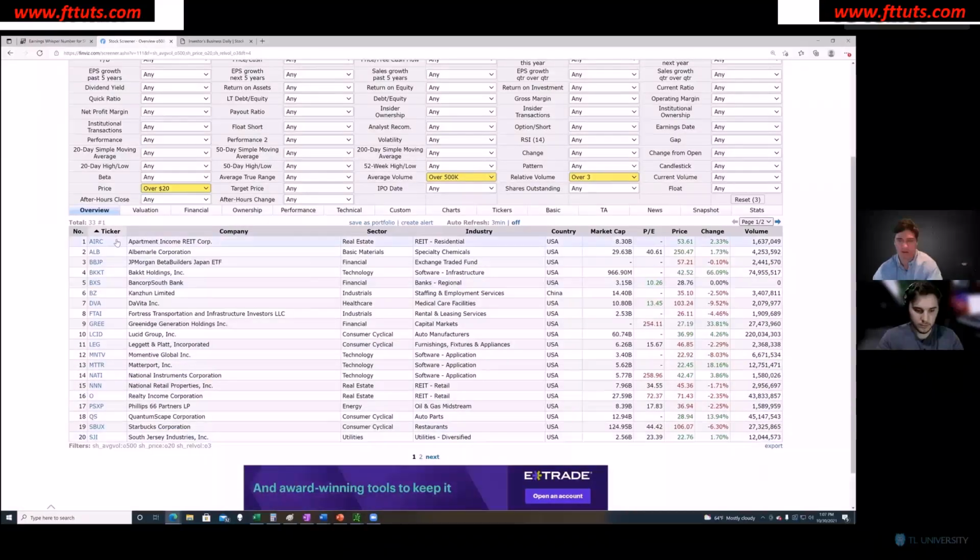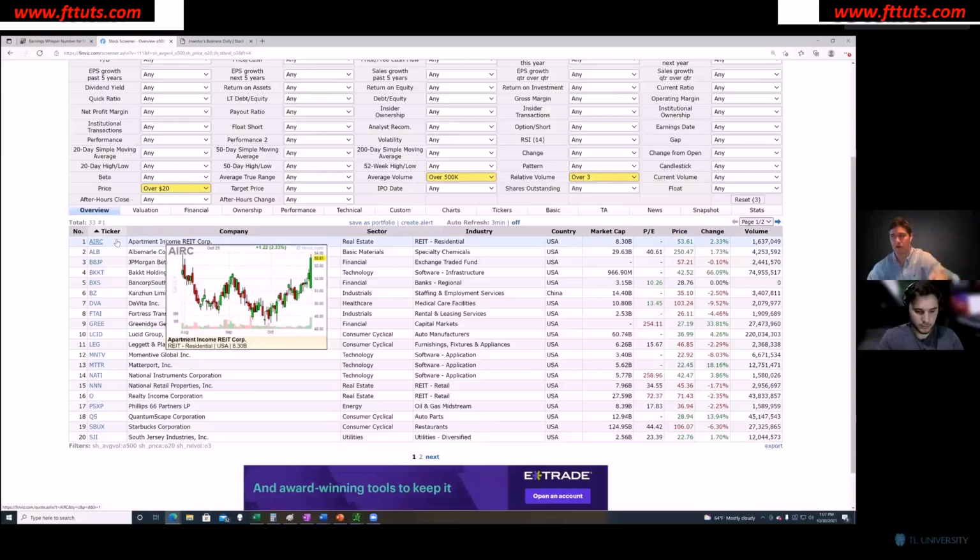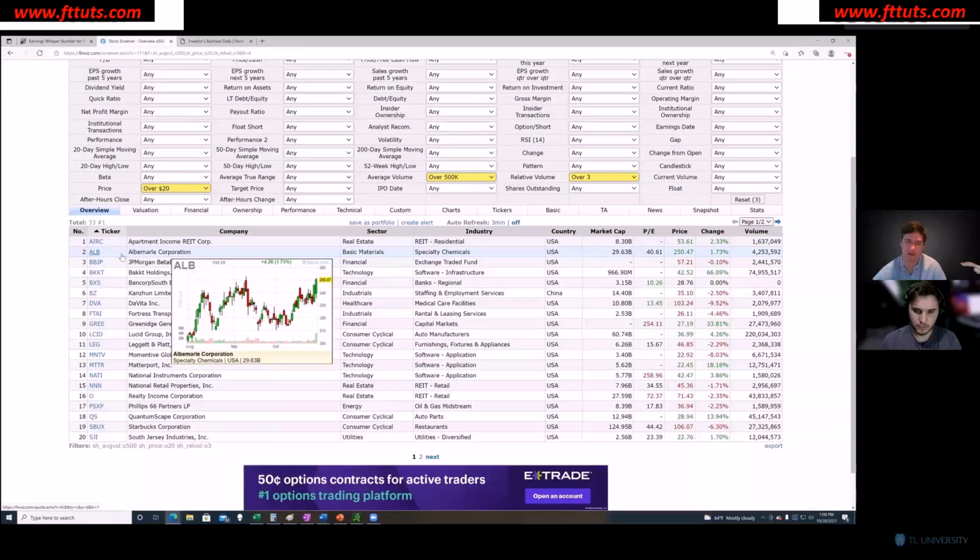And I've got my notepad right here, and rather than type all the stocks up as I go, I like to just write them down so I can move through real quick. So when I think about this ARC, it's a REIT. It looks real good. I don't really trade a lot of REITs, so I'm not going to write that down. ALB, this is a name that I'm already on. I already know it's on one of my lists, so I'm not going to write it down. It's in the basic materials chemicals sector, usually not something that I'm trading.